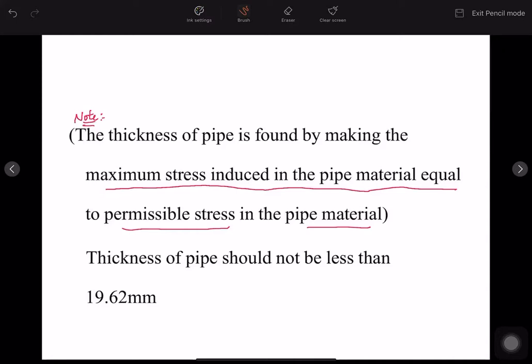So whatever the stresses which are developing in the material, we are equating it to the stresses which are coming onto it. Then only we will know the equilibrium condition, right? So that is why we are using such a relation. Hence the thickness of the pipe should not be less than 19.62 mm.